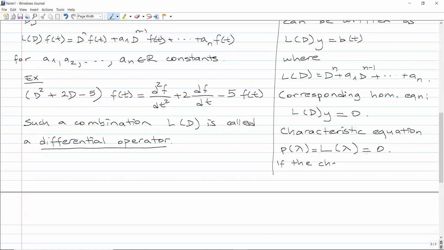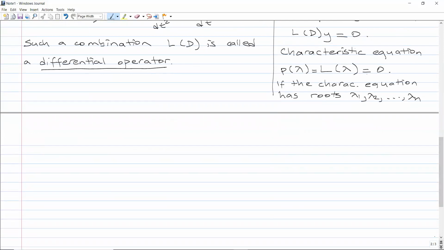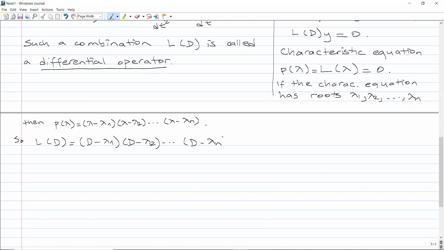Now, if the characteristic equation has roots lambda 1, lambda 2, up to lambda n, and this is always true, some of the lambdas may be the same. You may have some repeated roots, or you may have some complex roots, but you will always have n roots. This means we can write the polynomial P of lambda in the form lambda minus lambda 1, lambda minus lambda 2, up to lambda minus lambda n. So we can do the same thing to the polynomial L of D. We can write the polynomial L of D as D minus lambda 1, D minus lambda 2, up to D minus lambda n.